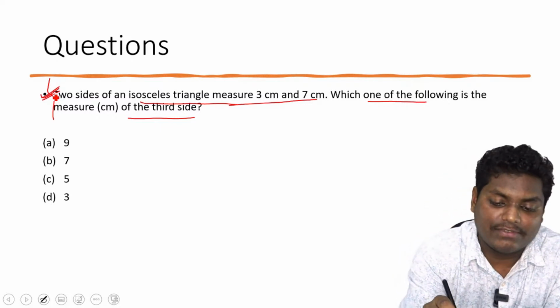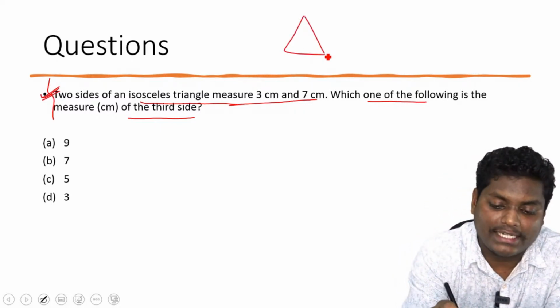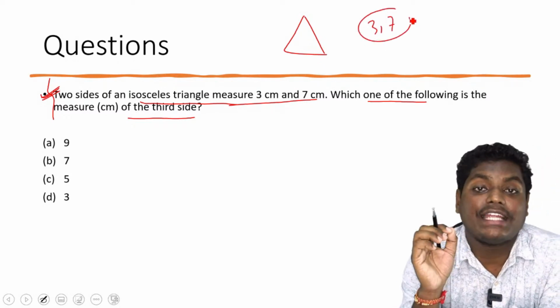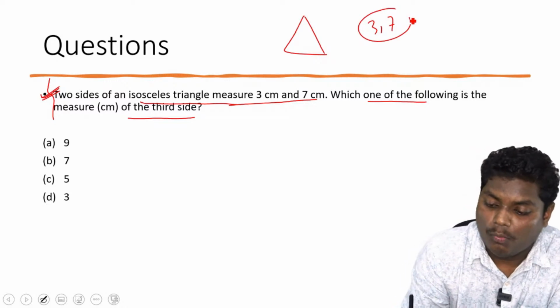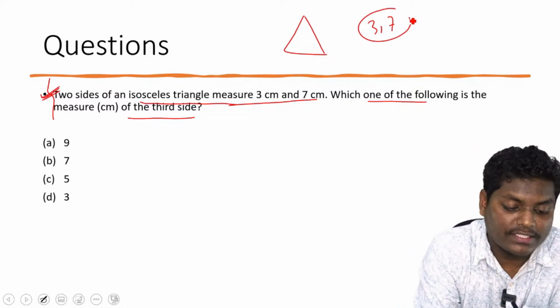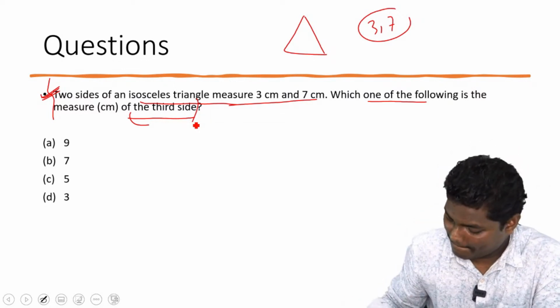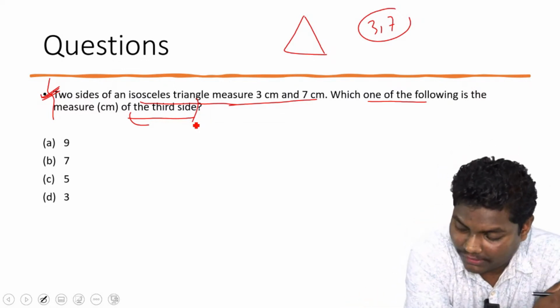So they are saying that we have two sides of an isosceles triangle. They have given the two sides of an isosceles triangle as 3 and 7. And they are asking which one of the following will measure the third side. So what is the value of the third side? Try solving this with me.